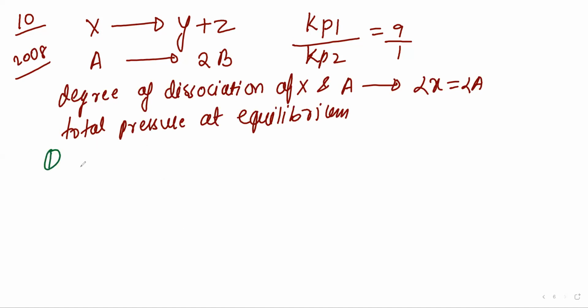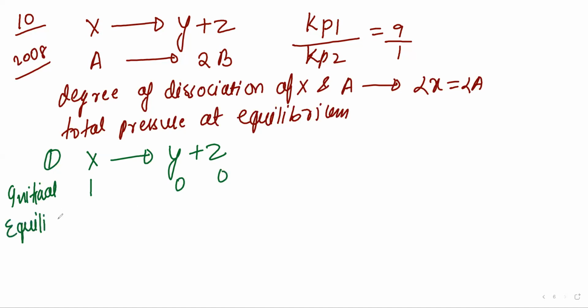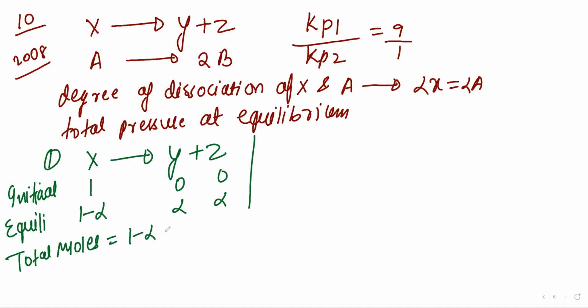Suppose the first equation, when X dissociates into Y plus Z. Initial value of X, suppose I am taking 1, and Y and Z are not formed initially. At equilibrium, X will be 1 minus alpha, Y will be alpha, and Z will be alpha. So total moles is equal to 1 minus alpha plus alpha plus alpha. So this and this will get cancelled, so total moles will be 1 plus alpha, right?